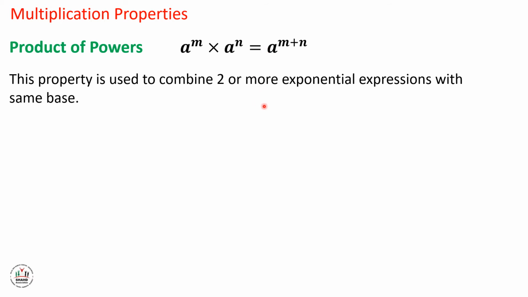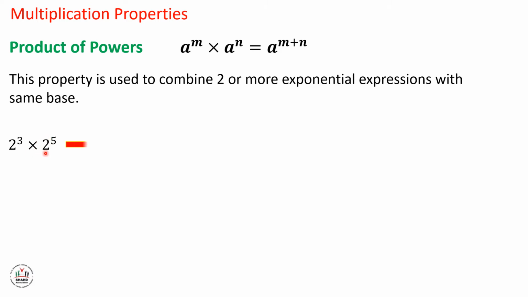And we use this property to combine two or more exponential expressions. We can multiply times a power z, for example, and here we must write a power m plus n plus z. So we use this property to combine two or more exponential expressions with the same base.